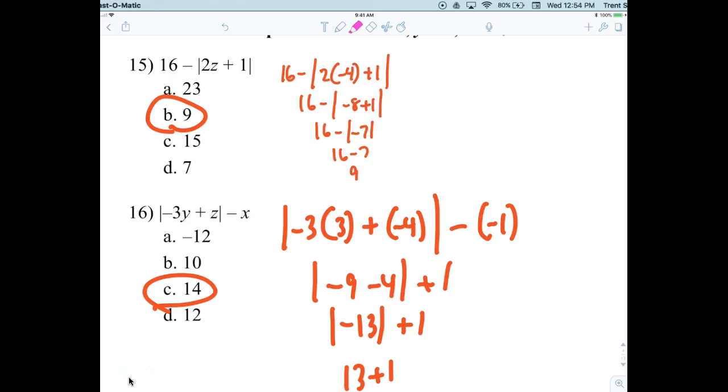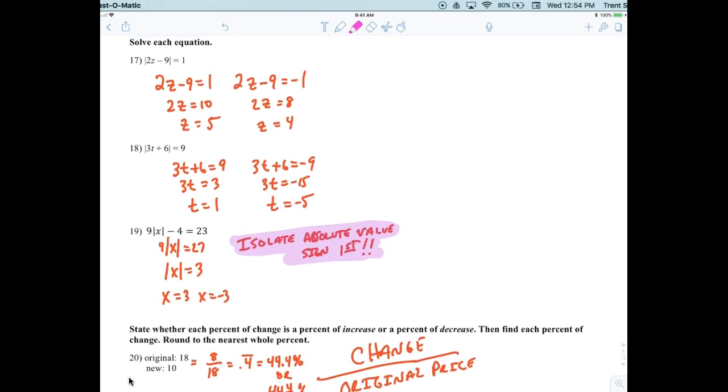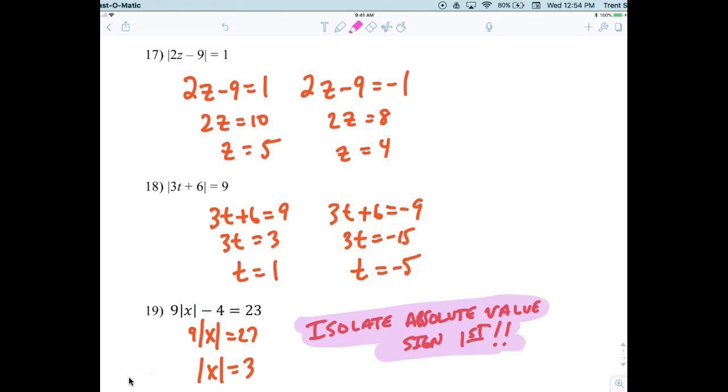Now, those are expressions. So you just tell me what the answer is. I believe the next problems are the equations. Now, if you recall the equations, you're going to get two solutions for the equations. So you would set 2z minus 9 equals 1. Then you would set 2z minus 9 equal to negative 1. Everybody okay with that? Anybody have any issues on that?